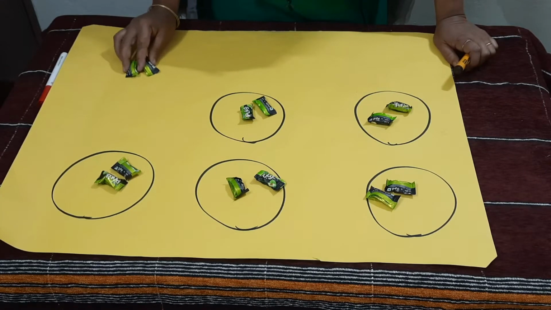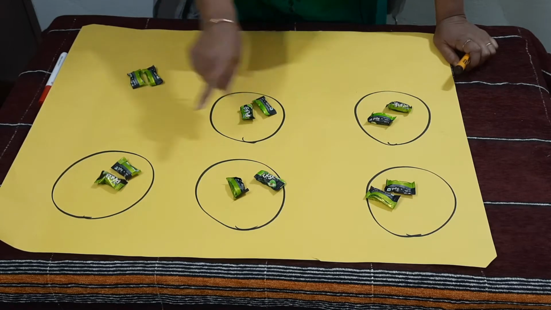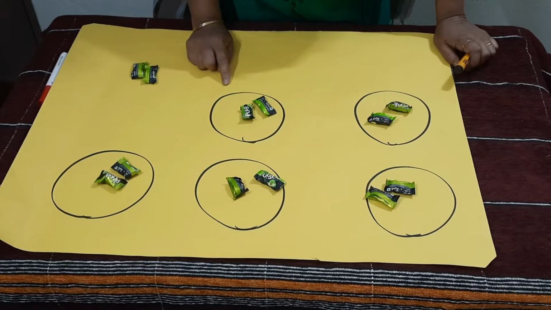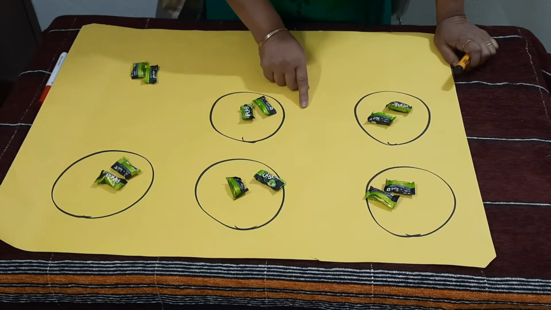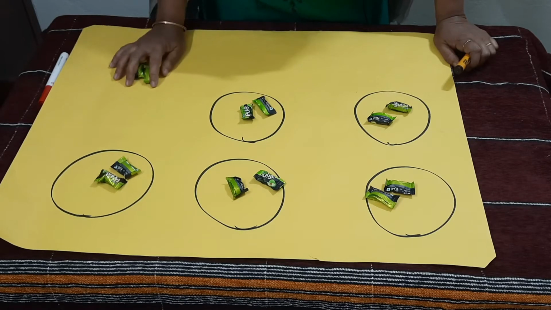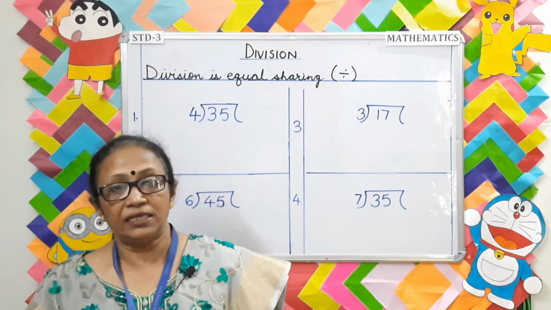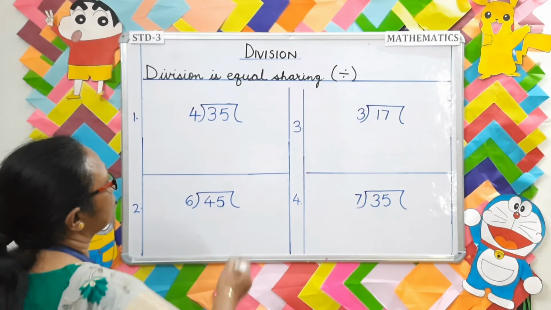How many are left here, children? 2 candies are left. But we cannot distribute this among the 5. So each one of them is getting how many candies, children? They are getting 2 each. So it's 5 2s are 10. So children, now you saw what I did? I did equal sharing. So let's do a few sums.